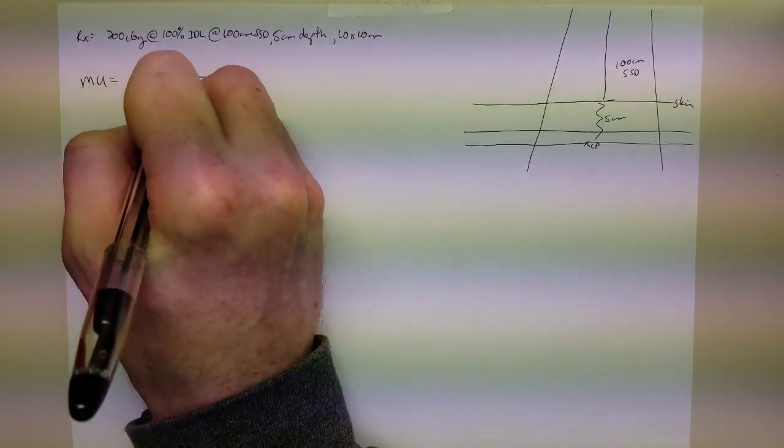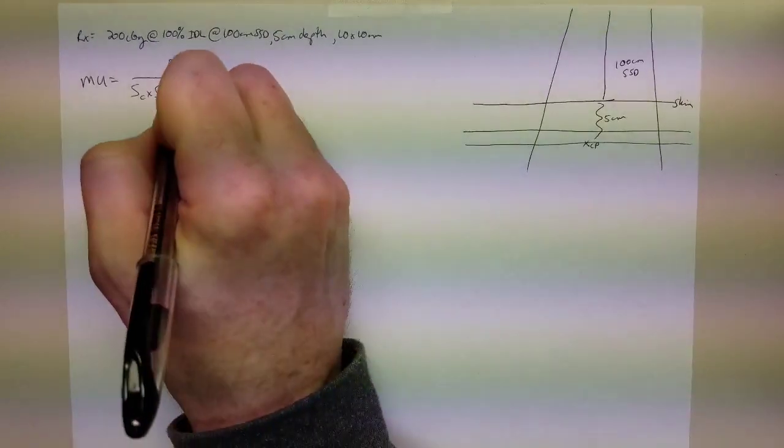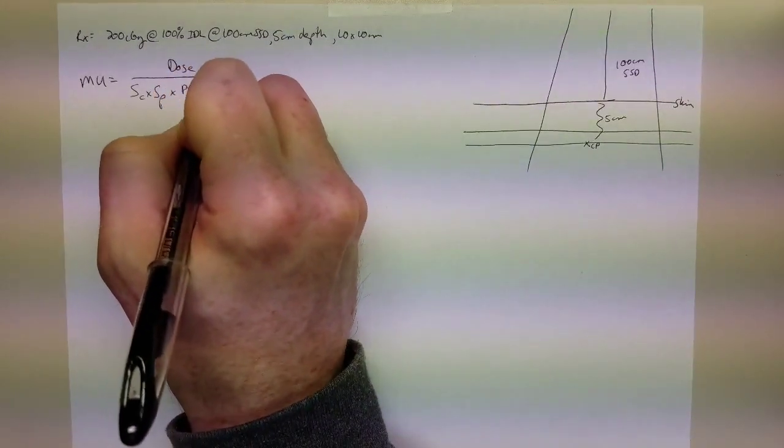My monitor unit equation: dose divided by collimator scatter factor, phantom scatter factor, my depth component, which is going to be percent depth dose, and then my isodose line. I don't have to worry about inverse square factor in this example since I'm at a standard SSD of 100, which is where my machine was calibrated.